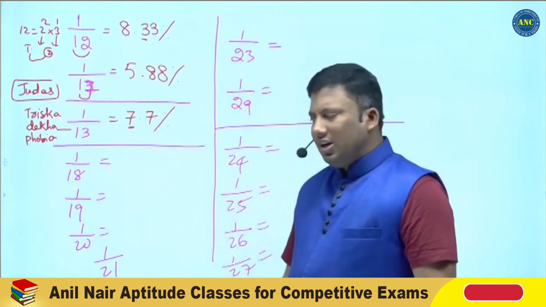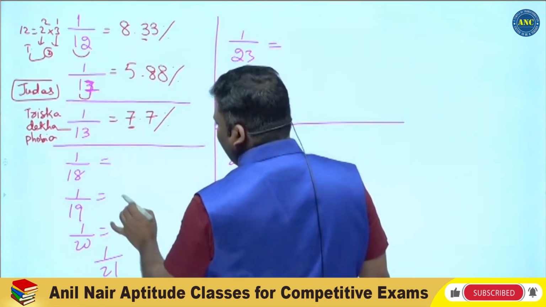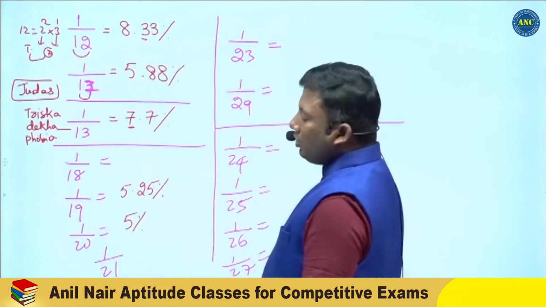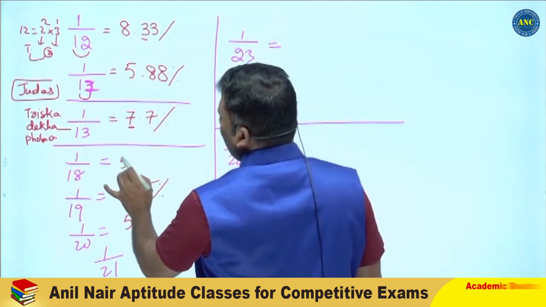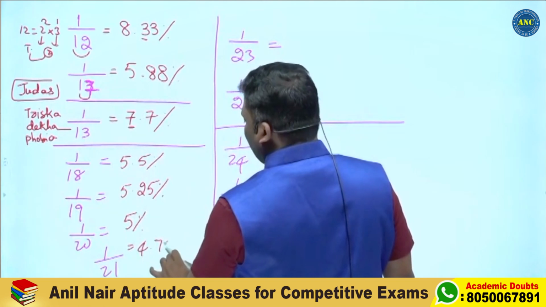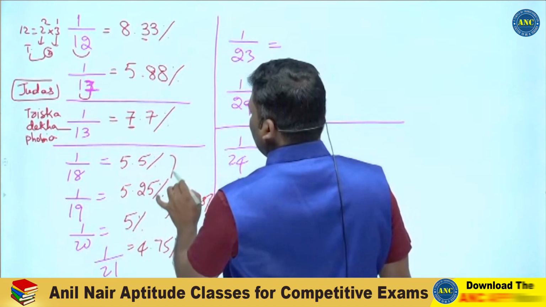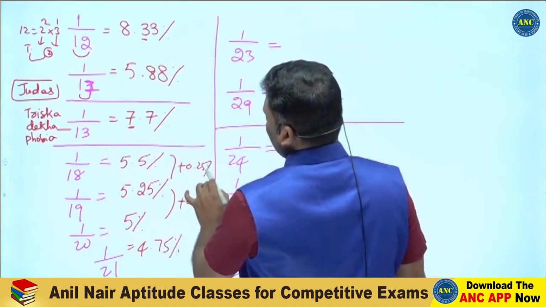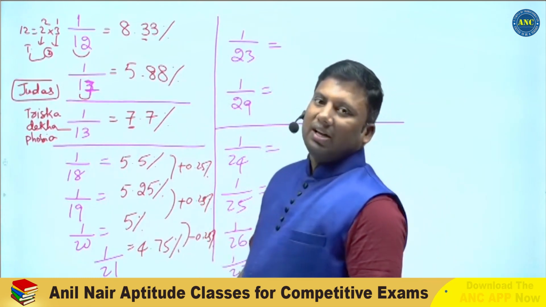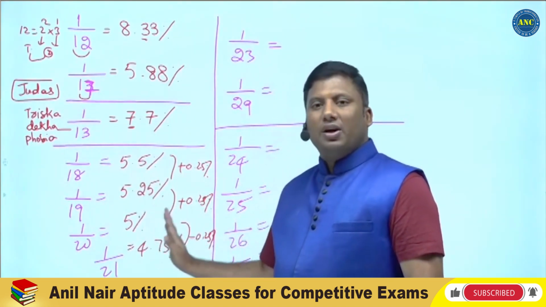18, 19, 20, 21. You can easily remember 1 by 20 is 5. They all go together with a deviation of 0.25. It is 0.25 addition and 0.25 subtraction. So this will be plus 0.25 and here it will be plus 0.25. This will be minus 0.25. 18, 19, 20, 21: 5.5, 5.25, 5, 4.75.